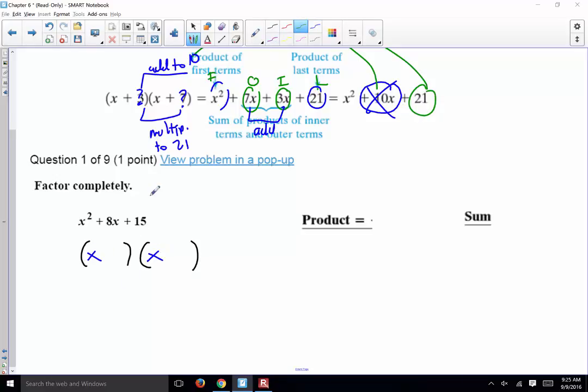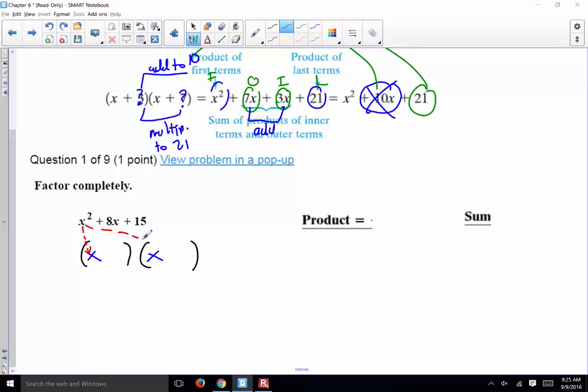Why is it x and x but not 3x and 5x? Can anyone tell me why it is a single x in each parenthesis? Because it's just x squared. It's just one. You have a single x squared. If you have 3 and 5, you multiply them, it makes 15x squared. It's too much. That's why we distribute 1x to the left, 1x to the right. That's how you break x squared. Okay?